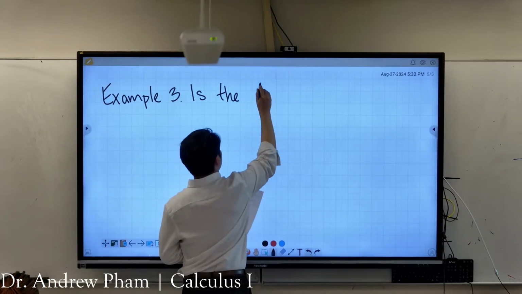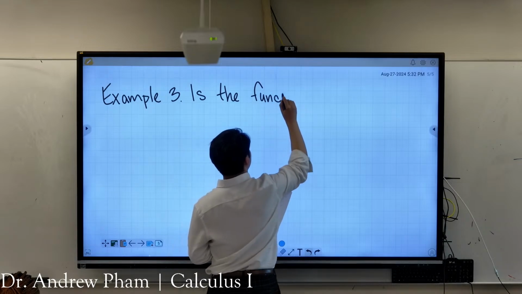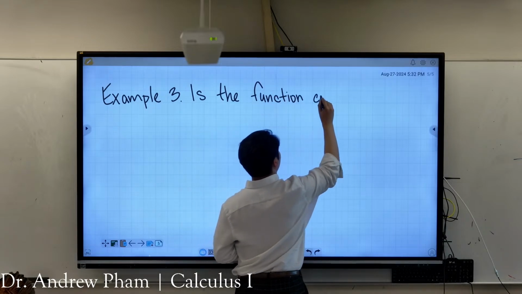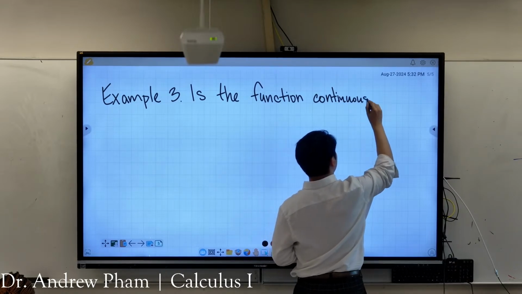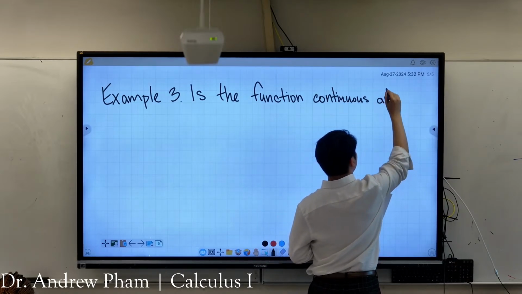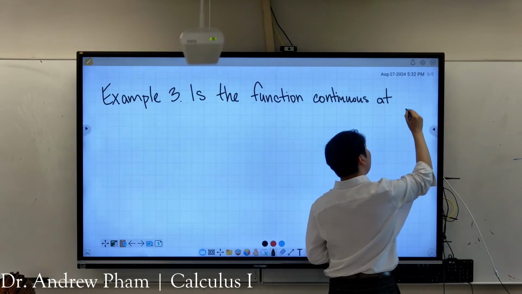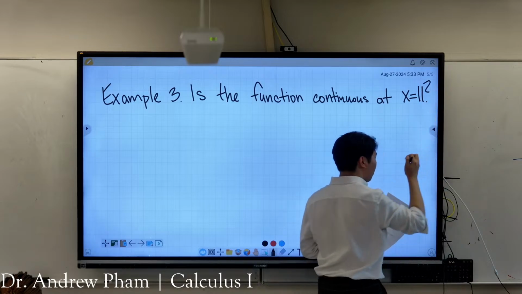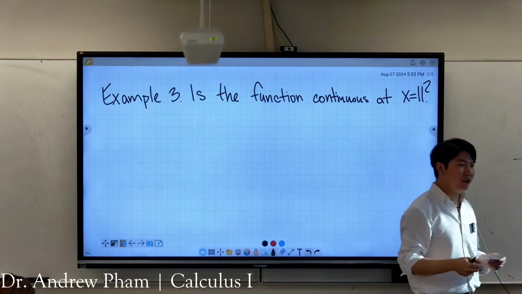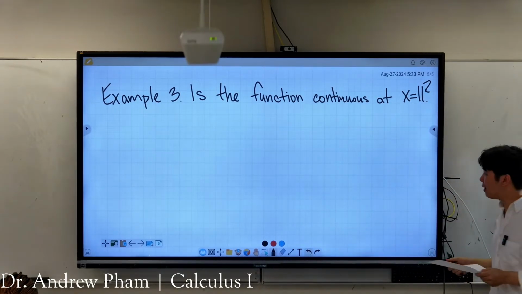The instructions are going to say, is the function continuous at x equal to 11? So I'm telling you what x value we're looking at. Are we continuous at this point?